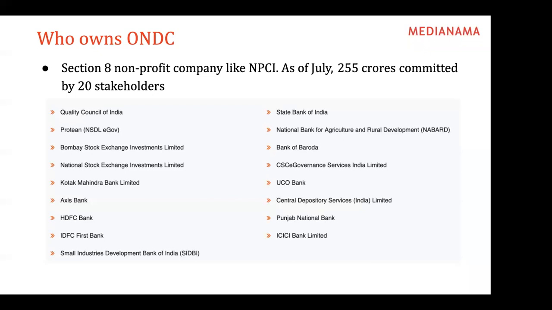So here's the list. It's mostly banks, and then there's Bombay Stock Exchange, National Stock Exchange, the Quality Council of India. Among these, I think Punjab National Bank and SBI have a 9% and 7% stake, which is among the highest. But right now, these are the owners, and it's always open for more investment. So this ownership will be diluted as more and more players participate in it.